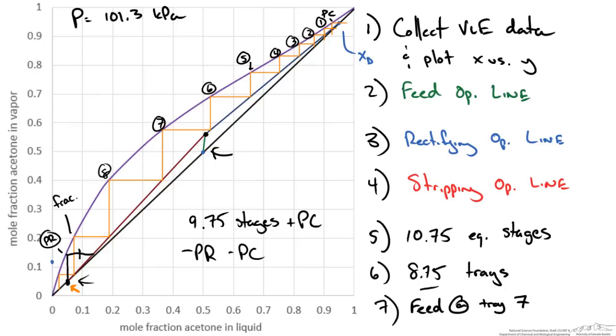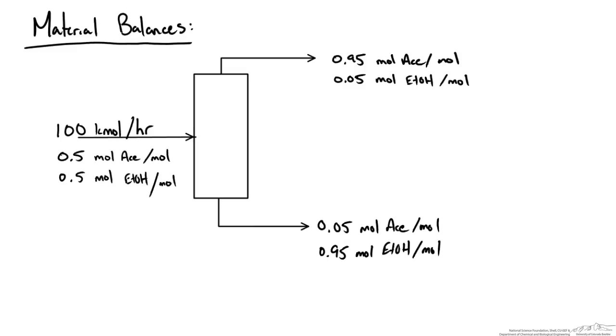What we're asked to do is determine the flow rates leaving the column, both the distillate and the bottoms product. We don't need this diagram anymore, so we're just going to do our material balances separately. So here's the schematic of the distillation column with the incoming flow rate and composition and the outgoing compositions. So we could easily set up 2 species balances to determine our flow rates out of our system.